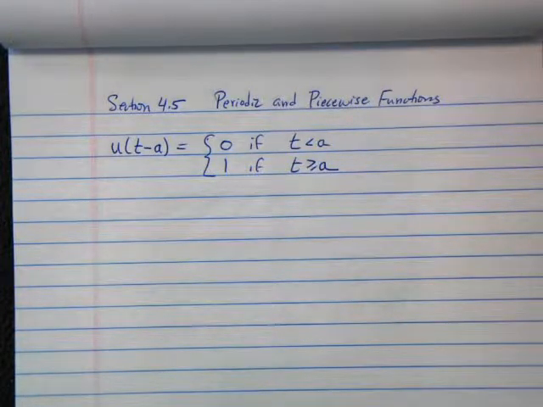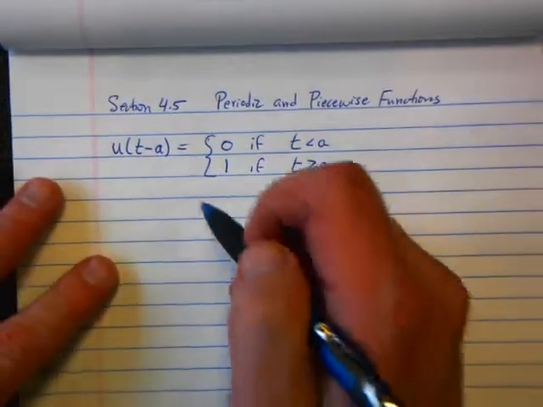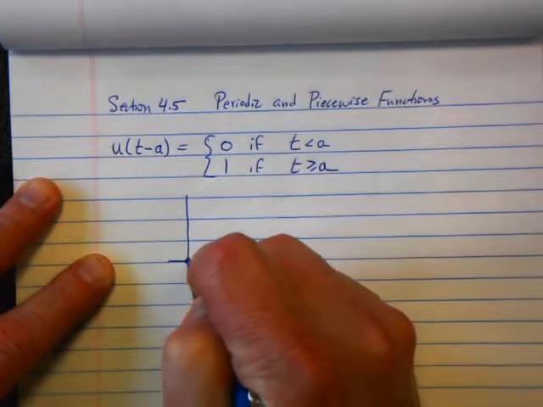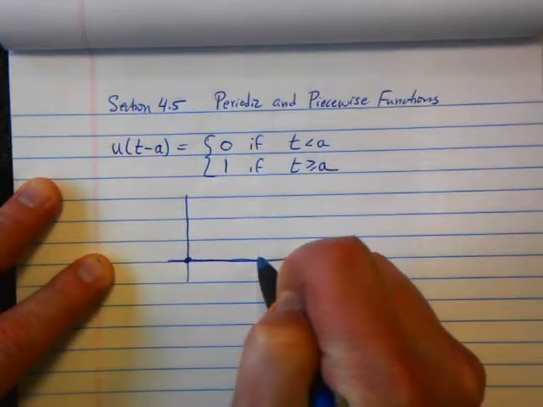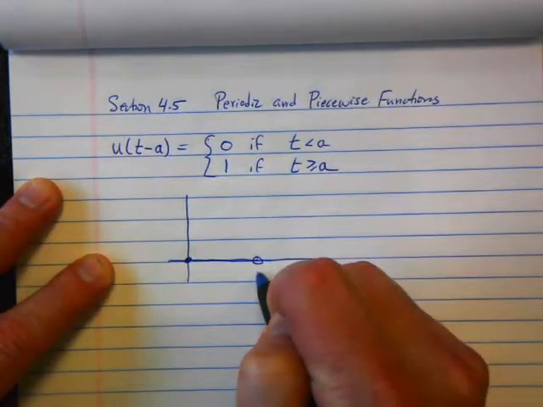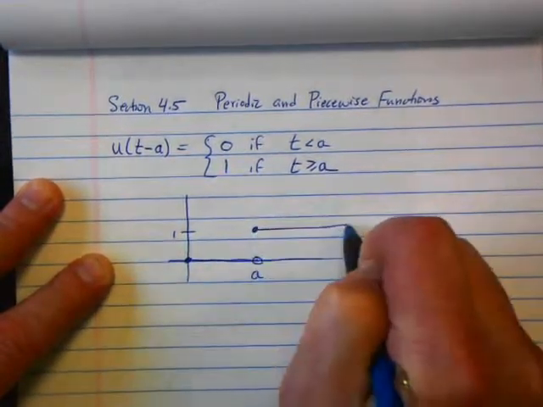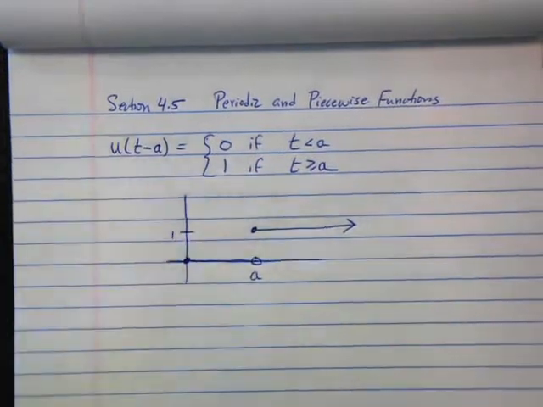Continuous? No, it's definitely not continuous. It's either 0 or 1. So this function looks like this. It's 0 for a while till you get right here to x equals a, and then it's 1.